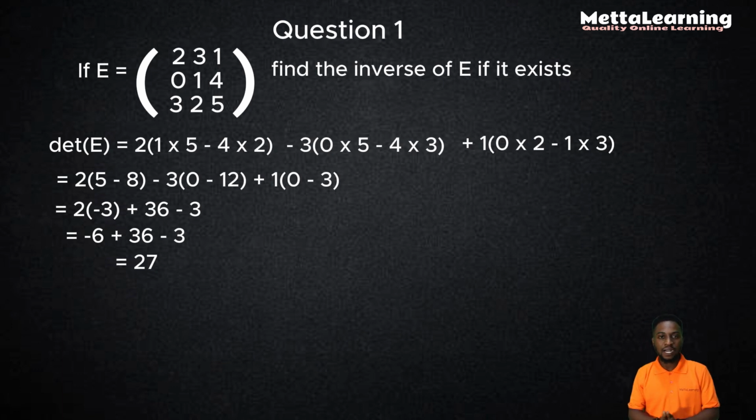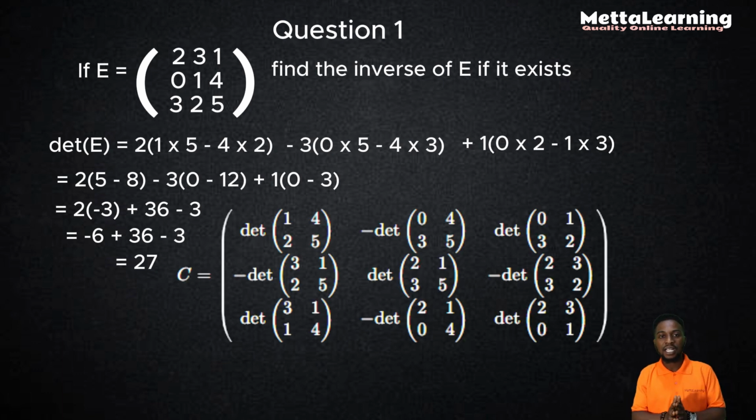To find the inverse, we calculate the matrix of cofactors, then the adjugate, and then the inverse. To calculate the matrix of cofactors, we find the determinant of the 2 by 2 matrix in the 3 by 3 matrix. Let's see the first one. We find the determinant for the first number, which is 2, so the determinant will be of 1, 2, 4, 5. And for the second number, which is 0, we have minus determinant of 3, 2, 1, 5.